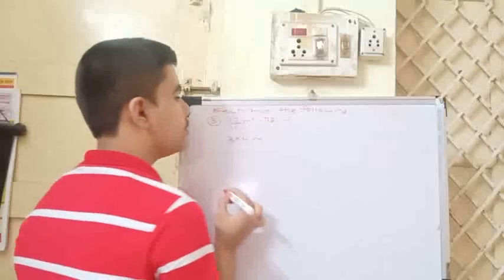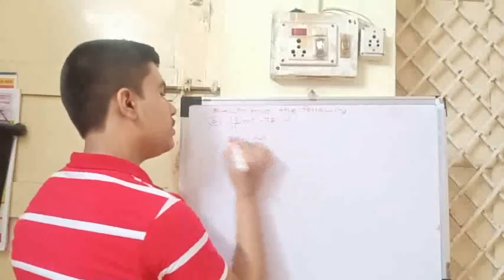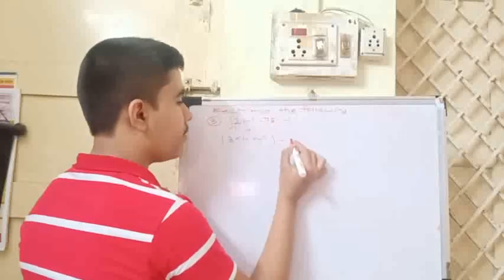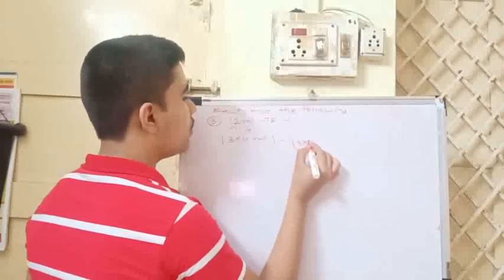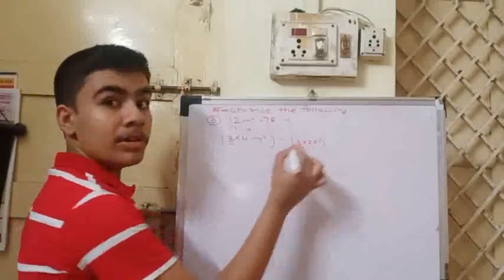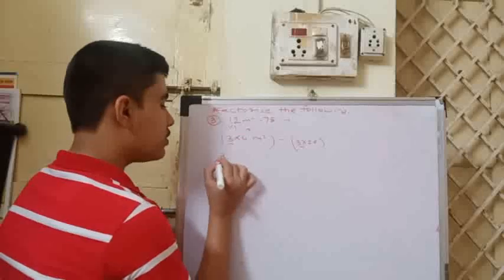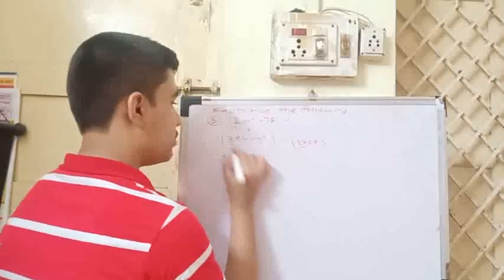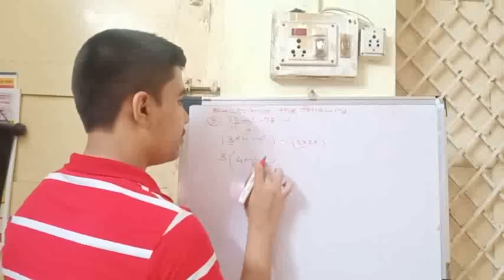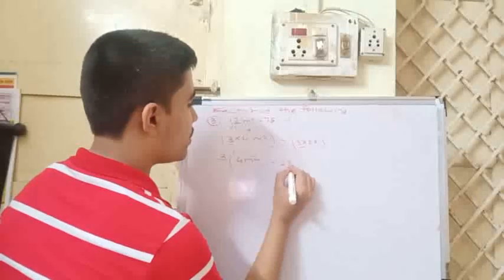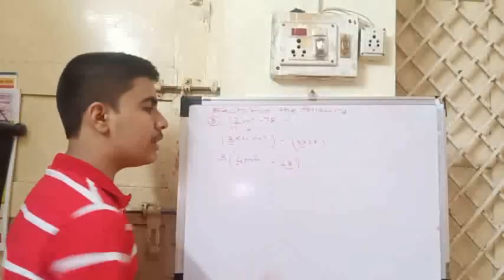I will take 3 into 4. Here is m square, and this will be the 1 for this. Then minus, if I break this, it will be 3 into 25. Now if you see in both brackets, 3 is common, so I will take it out, 3. Here will be 4m square as I took out 3, and minus 25 is remaining. Now 4 is also a square and 25 is also a square.